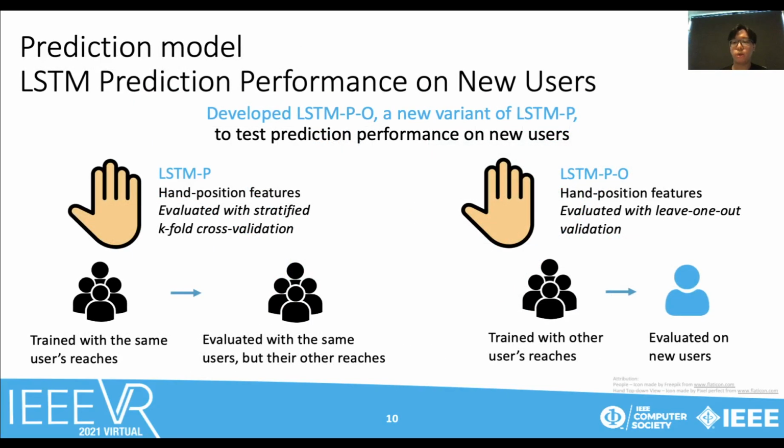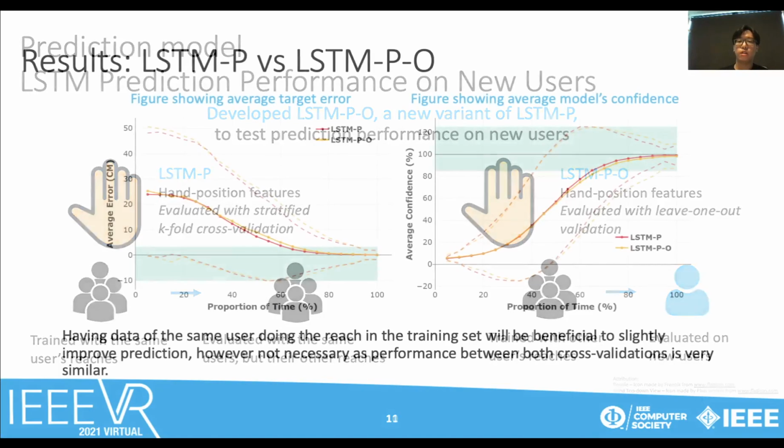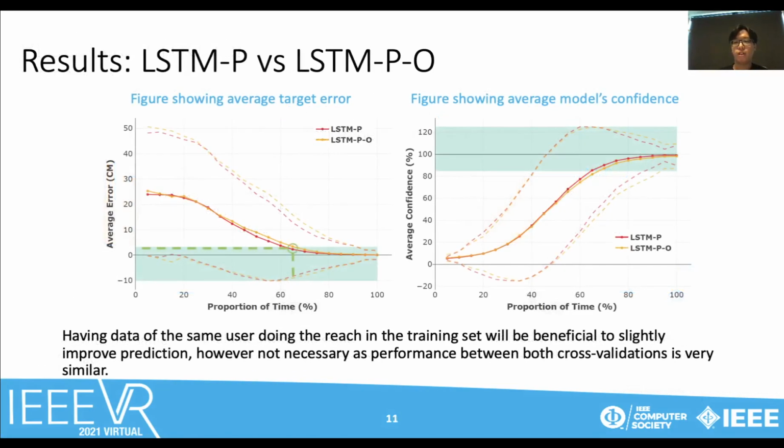Additionally, we also explored whether the LSTM model can predict new users' reaches that the model wasn't trained on. So we created a new variant of LSTMP called LSTMPO, which is evaluated using the leave-one-out approach. From the results, we can see that having the data of the same user during the reach in the training set will be beneficial to slightly improve prediction. However, it is not necessary, as the performance between both LSTMP and LSTMPO is very similar.